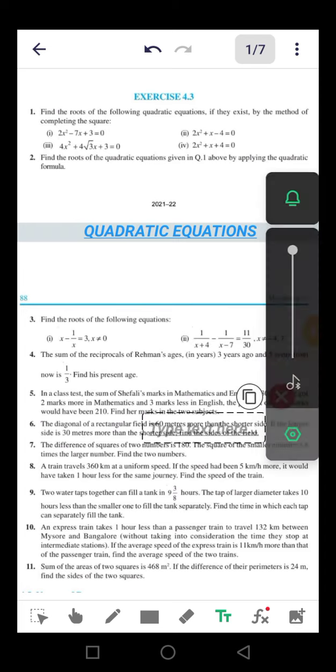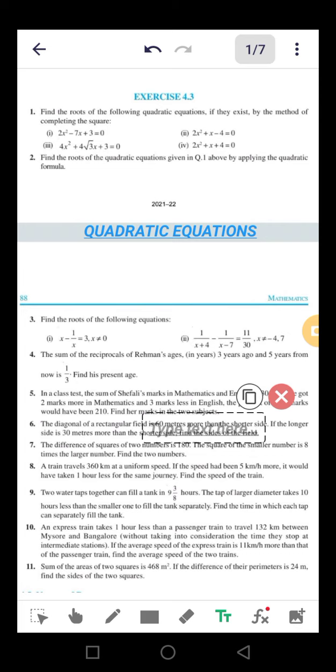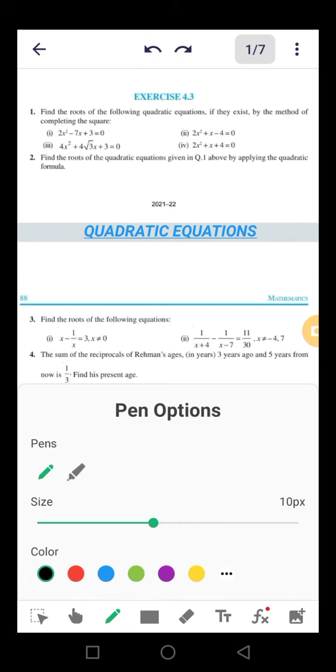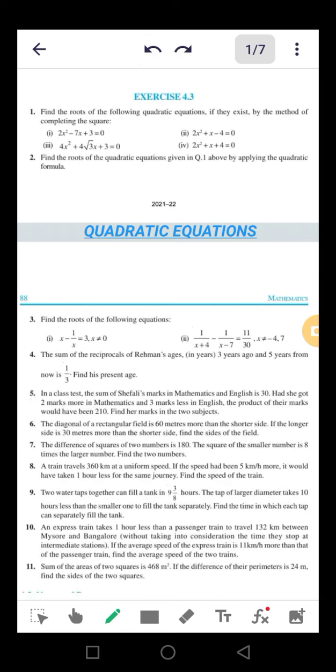The first question, method of factorizing by completing squares. Okay, this method of completing square part is deleted from your syllabus. Method of completing square was one of the methods of factorizing. One method is splitting the middle term, the second method is using the quadratic formula, and the third method was method of completing square. So we'll not be doing this method of completing square.